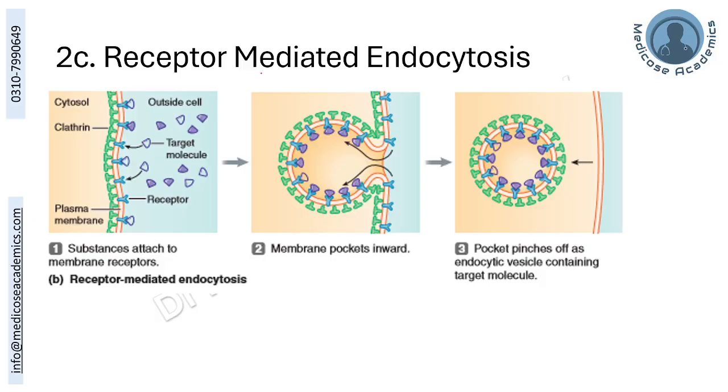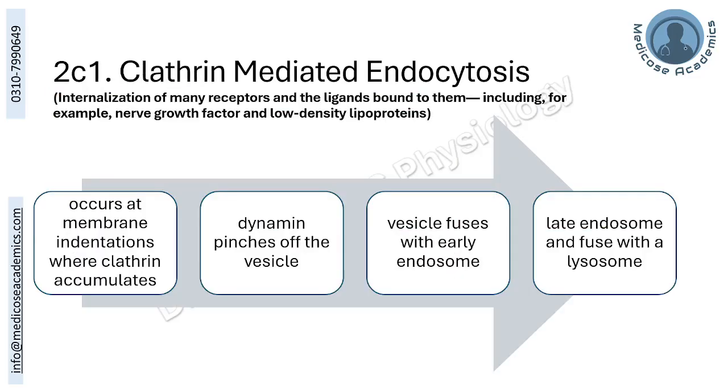Receptor-mediated endocytosis: the only difference is involvement of the receptors. The substance will only attach to the receptor. Inside is coated by clathrin protein, which helps in the invagination of the cell membrane, and pinching off again by the contractile proteins. Receptor-mediated endocytosis is further of three types, starting from clathrin-mediated endocytosis.